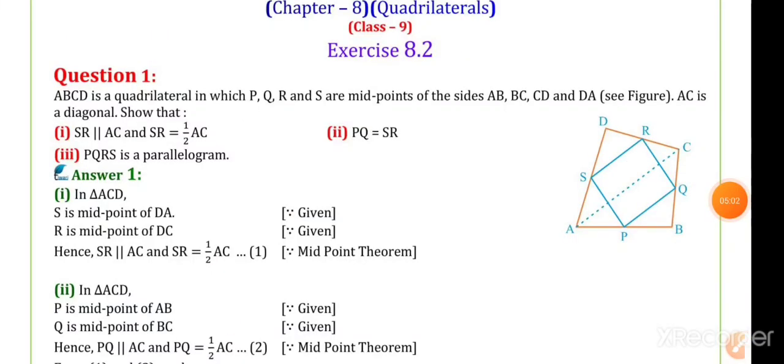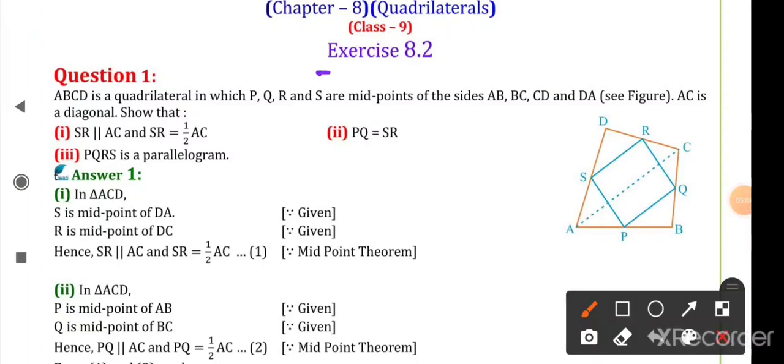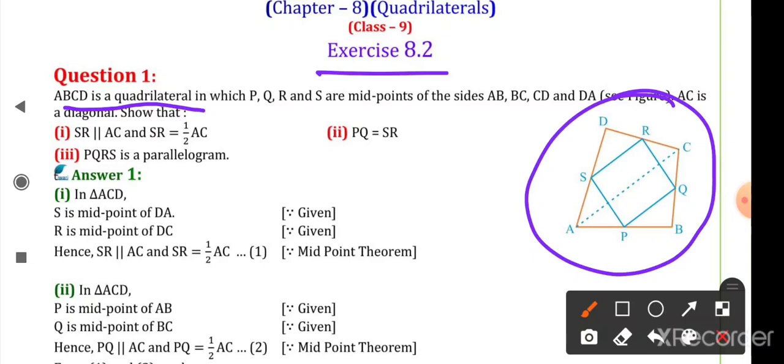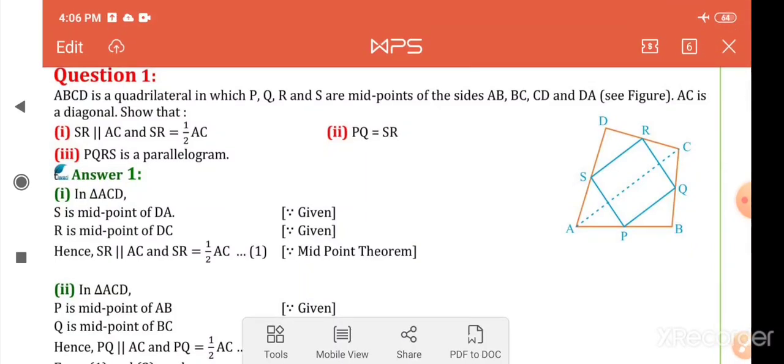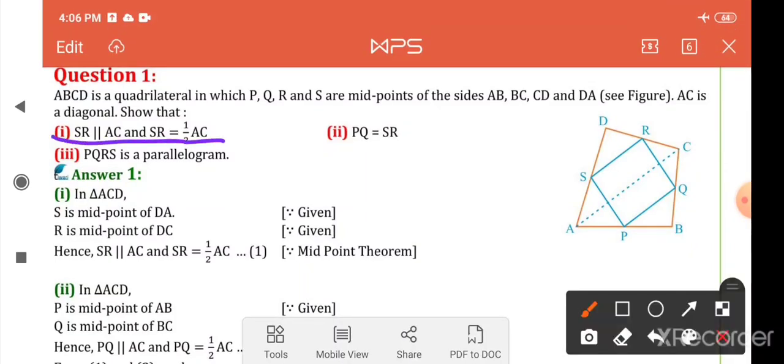Now move to question number 1 of exercise 8.2. So this is the first question, quadrilateral. This is the quadrilateral ABCD, and you have been given these P, Q, R, S. These are the midpoints of these sides: this side, this side, this side, and this side. And you have to prove the first part, SR is parallel to AC, and SR is half of AC.